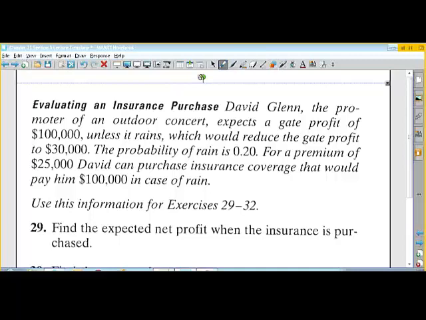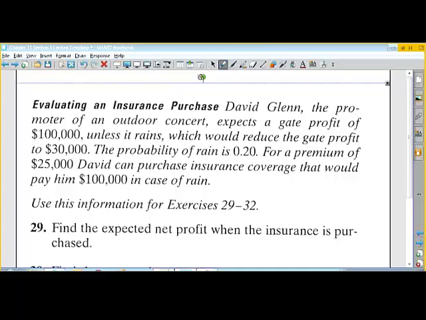Now it says for a premium of $25,000, David can purchase insurance coverage that would pay him $100,000 in the case of rain. So not only does he make $30,000, he gets $100,000 insurance, so he actually makes more if it rains than if it doesn't rain. But it costs him money whether it rains or it doesn't rain. So you've got to make that decision whether it's worth doing or not.